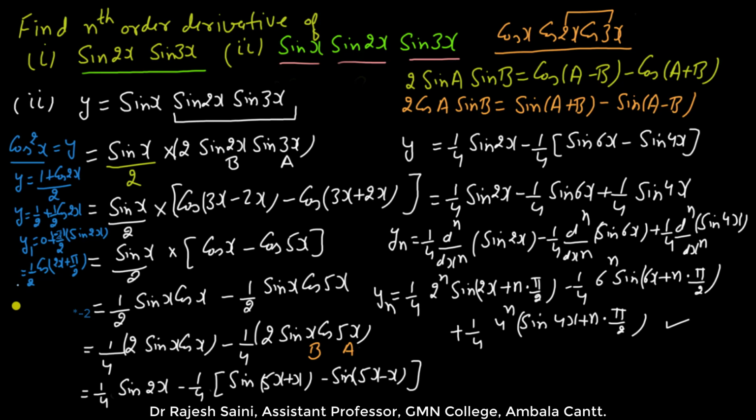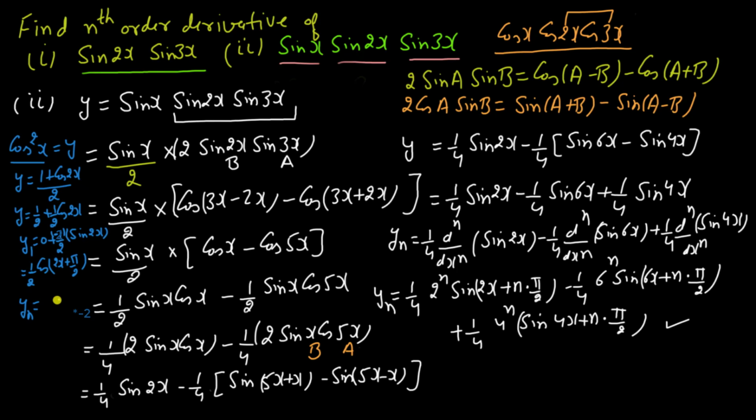So what will be the derivative of cos 2x? It will be 2 raised to the power n cos 2x plus n times pi by 2. Fine, divided by 2. So this will be 2 raised to the power n minus 1 cos 2x plus n pi by 2, where you will put n is greater than or equal to 1. So this condition is necessary.